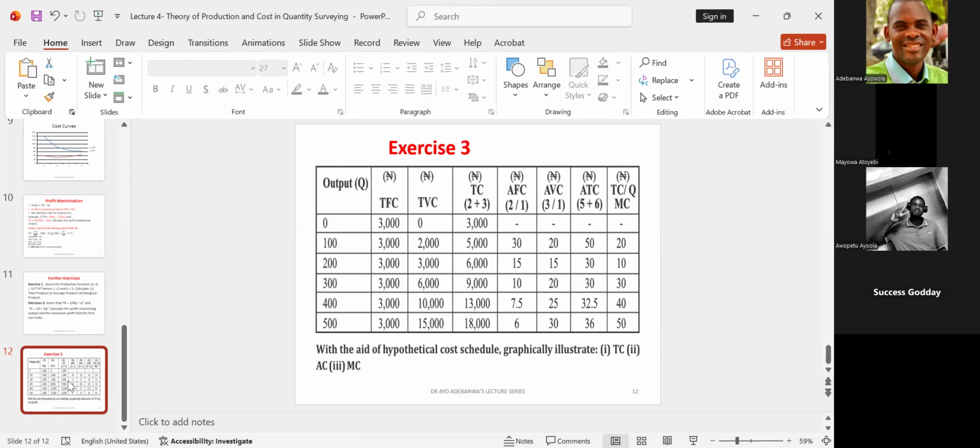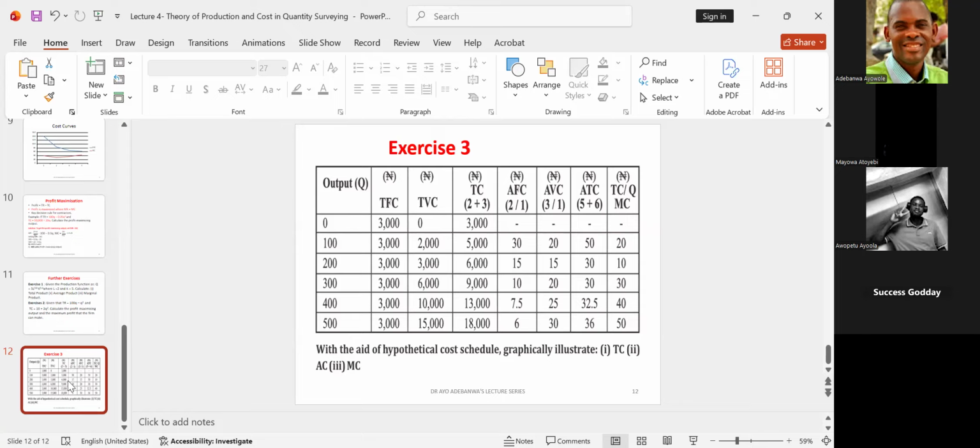3,000 plus 3,000 will give you 6,000. 3,000 plus 6,000 will give you 9,000. 3,000 plus 10,000 will give you 13,000. 3,000 plus 15,000 will give you 18,000. Then if you want to do average fixed cost, it will be total fixed cost divided by output. And that is why you are having column 2 divided by 1.